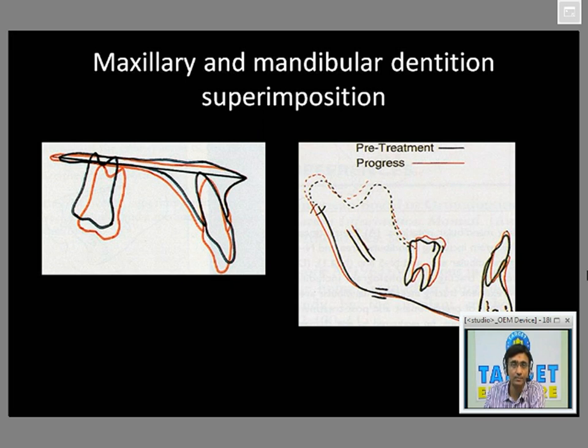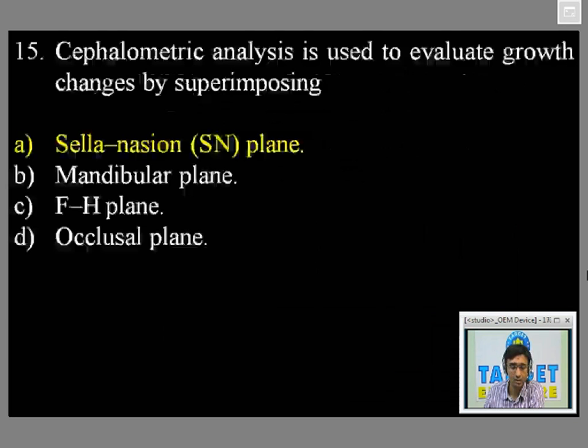There is slight anchorage loss, at the same time there is retraction of the incisors. But this can be seen only on superimposition on the maxillary bone or the palatal plane, anterior nasal spine to posterior nasal spine. For mandibular dentition, frequently used are the internal structures of the mandible, because the internal structures of the mandible, for example, the inferior alveolar canal, are very well demonstrated. Hence, we can directly superimpose on the internal structure and then find out the treatment progress. The red line is again the post-treatment, showing whether the molars have drifted ahead, whether the incisors have stayed at their own position, or drifted behind. So we come to the question again. Cephalometric analysis is used to evaluate growth changes by superimposing on the sella-nasion plane.